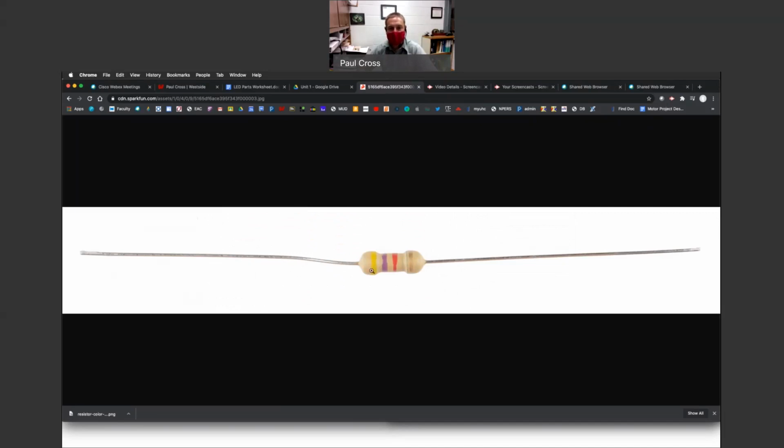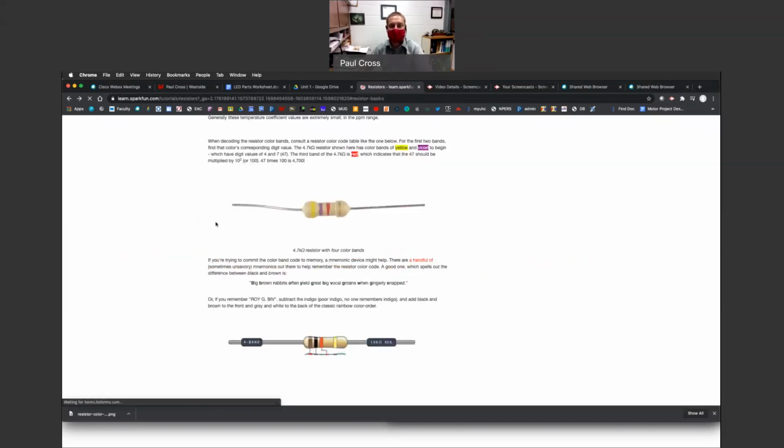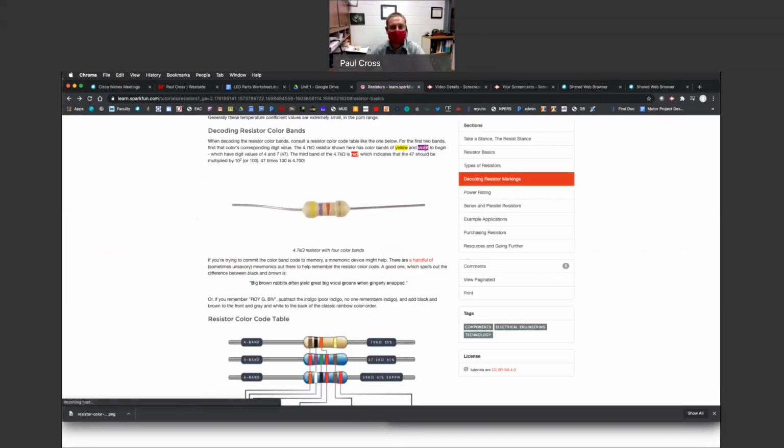I see I have yellow, violet, red. So I have 47 times 100, which is red. And I get 4,700. And we'll be able to memorize this eventually. So yellow, violet, red. So 4 and 7 becomes 47. Red is 100. So 47 times 100 is 4.7K.